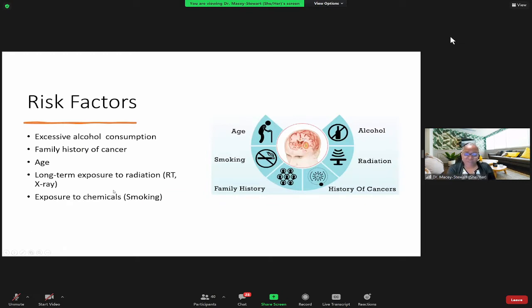When we look at risk factors for brain tumors, excessive alcohol consumption increases your risk. If you have a family history of any type of cancer, that increases your risk. Your age is a risk factor, but in the last couple of years, it's been seen more in younger people starting at the age of 25 and older as opposed to 60 and older. So I'd like to see what the data says maybe a year down the road after COVID, not after COVID, because we're going to live with COVID, to see what those numbers are. Having long-term exposure to radiation also increases your risk.